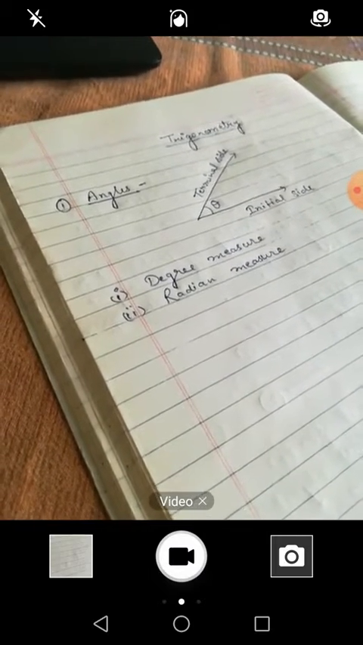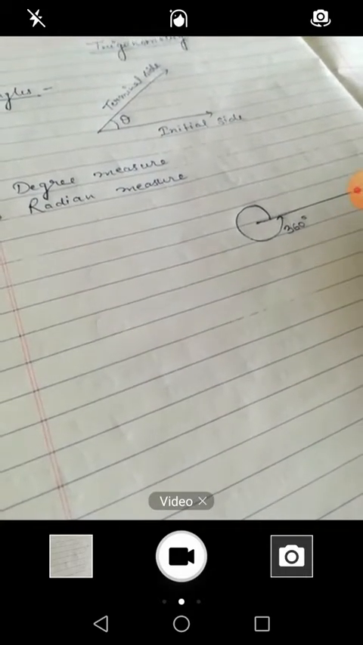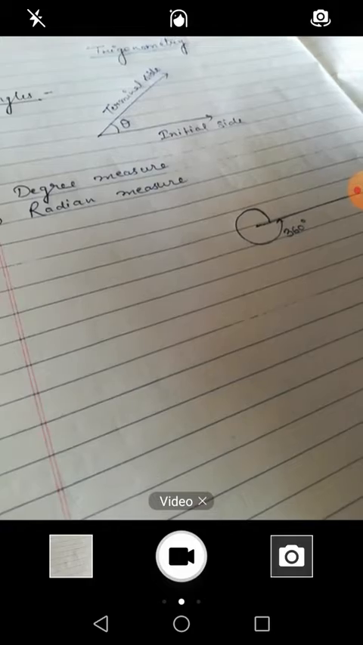Now let's see what degree measure is. Any line that moves from its initial position and completes one revolution makes an angle of 360 degrees. After the angle of 360 degrees, it repeats its path again.